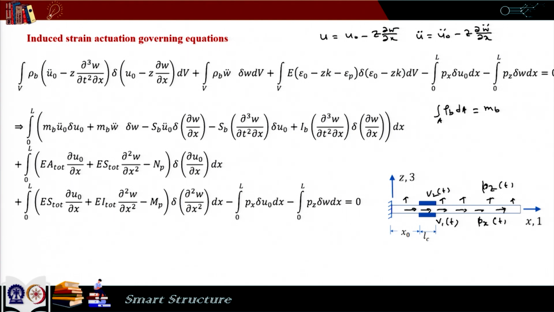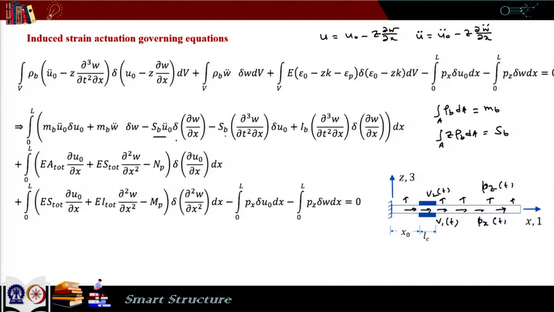And here we have a term rho v u0 double dot multiplied by minus of z into delta w by delta x, and its variation. If we integrate that term we get sb u0 double dot then variation of del w by del x. So, if we integrate z rho v over the cross sectional area, that gives me sb. And then we have another term rho v multiplied by minus z, then this term del 3 w by del x2 del t2, multiplied by variation of u0.